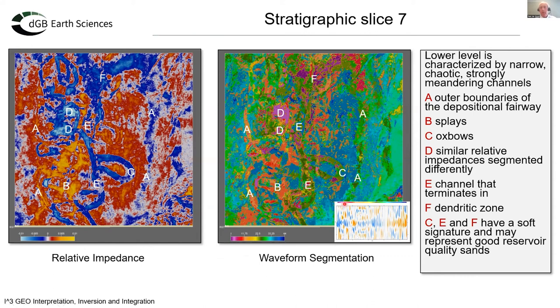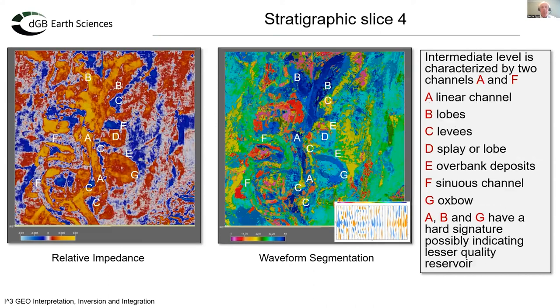If we look at A over here and over here, that represents the depositional fairway, the boundaries of the depositional fairway. So within this fairway, we have the sedimentation. In B, we recognize some splays over here. C, of course, is a clear oxbow. D is similar relative acoustic impedance, but still they are clustered in a different cluster. In E, we see that the channel, this one here, terminates in this dendritic zone F. And we see from the waveforms that C, E, and F have a soft signature. And in this particular case, that may represent good reservoir quality. The data set, by the way, is from New Zealand. It's the Maui data set.